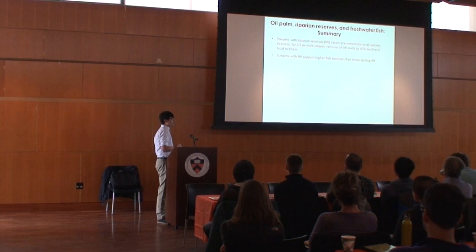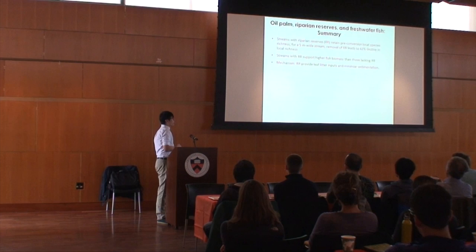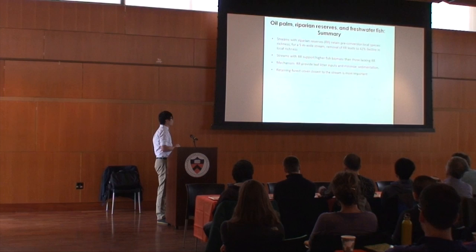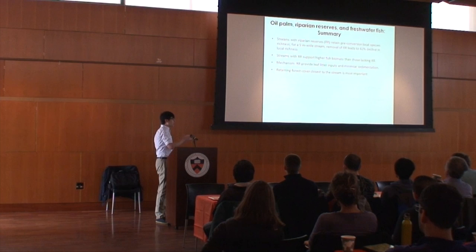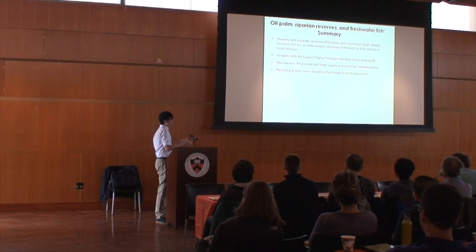And the mechanism for that is that riparian reserves provide leaf litter inputs and minimize sedimentation. Retaining forest cover closest to the stream is most important, because we find that at a 10-meter scale, forest cover affects fish diversity the most. So if you want to restore land, it makes sense to restore as close to the river as possible.